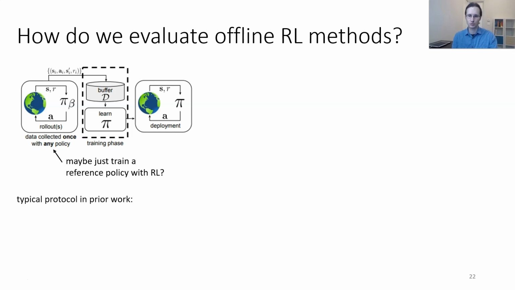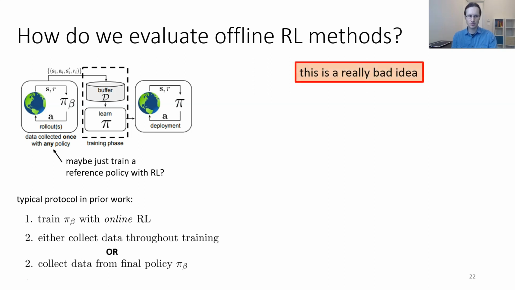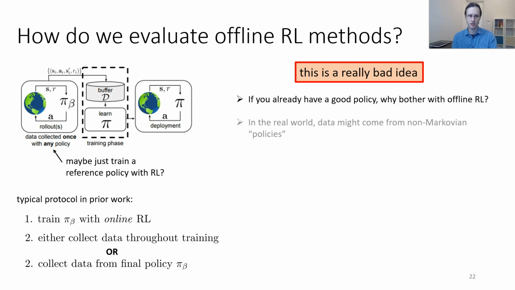A typical protocol used in prior work is to train pi beta with online RL, and then either collect data throughout training, or even worse, just take data from the final optimal policy. I'm going to claim that this is a really, really bad way to evaluate offline reinforcement learning algorithms. We really just shouldn't do this. Because if you already have a good policy, why are you doing offline reinforcement learning? Why not just use your good policy to solve the task?